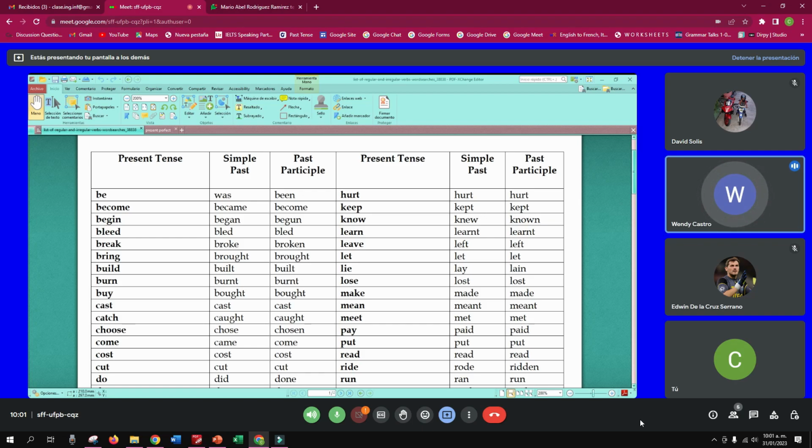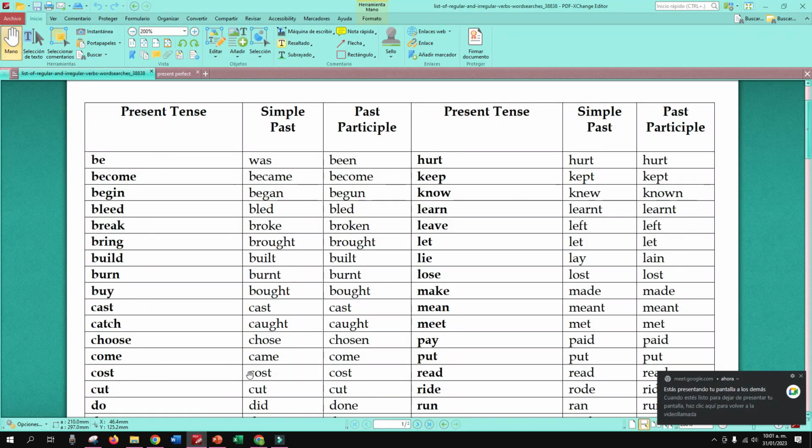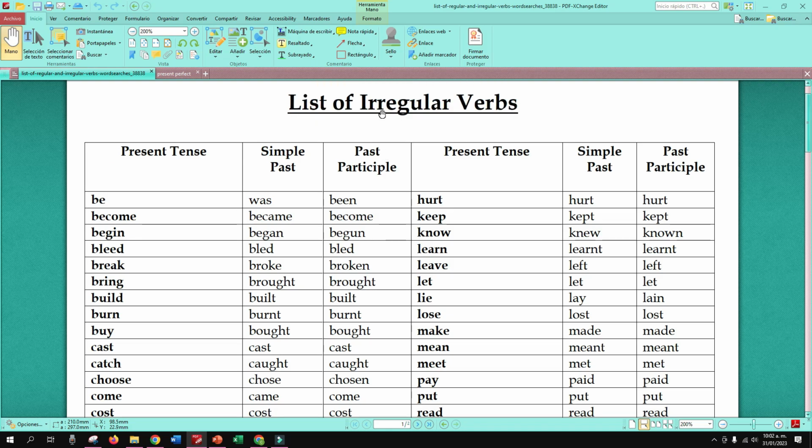The past participle of the verb, for example, speak is spoken. Exactly. Yeah, that is the past participle, Miss Wendy. But look at that list that you have there. There you have the present tense, and also the simple past and the past participle. When you have irregular verbs, you know that you are going to change the spelling, the order, etc.